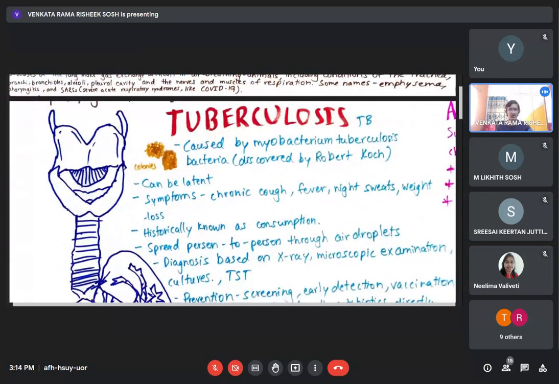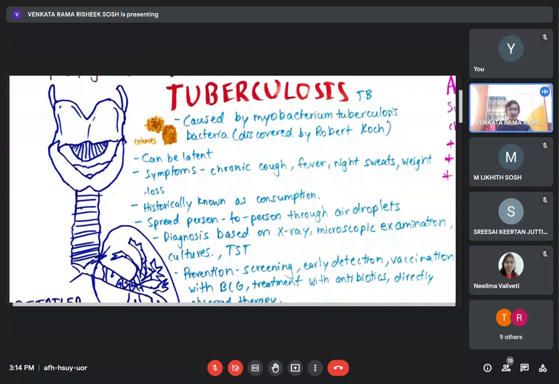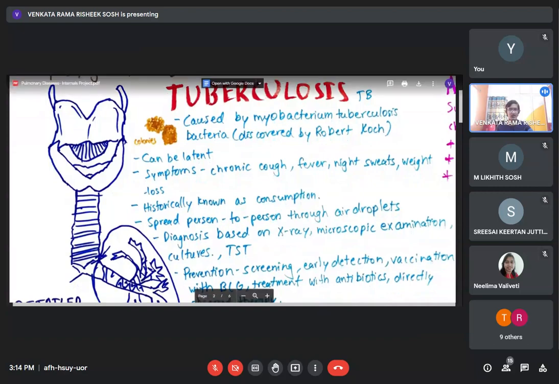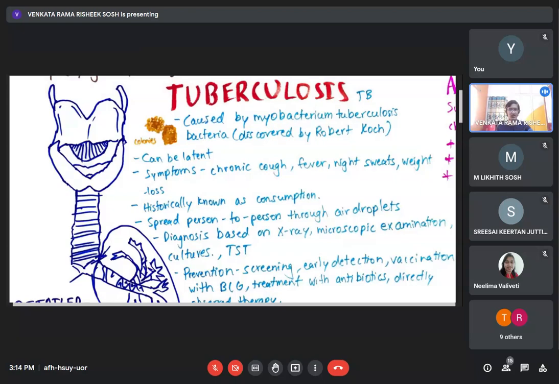So my first and major disease which I have chosen is tuberculosis, also known as TB. It is caused by the bacteria Mycobacterium tuberculosis, which was discovered by Robert Koch, whom we all know through Koch's postulates from the anthrax disease.